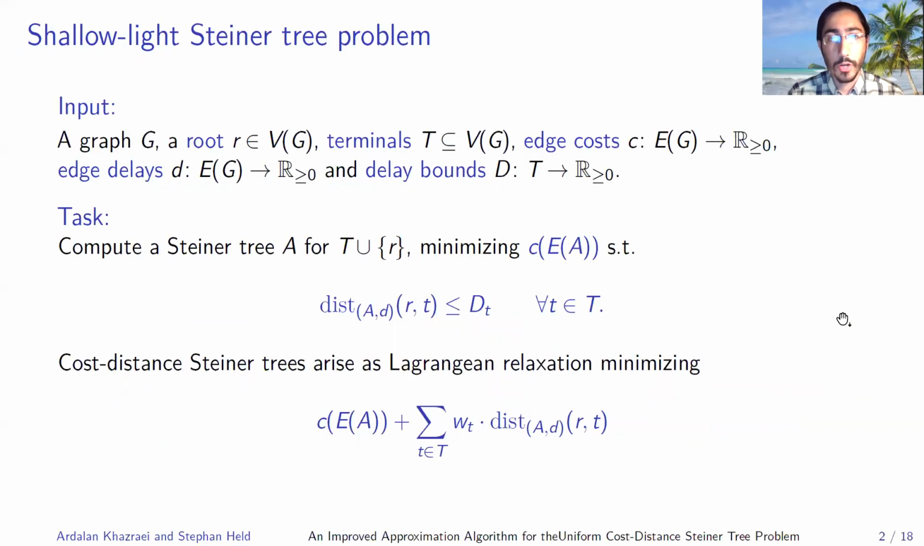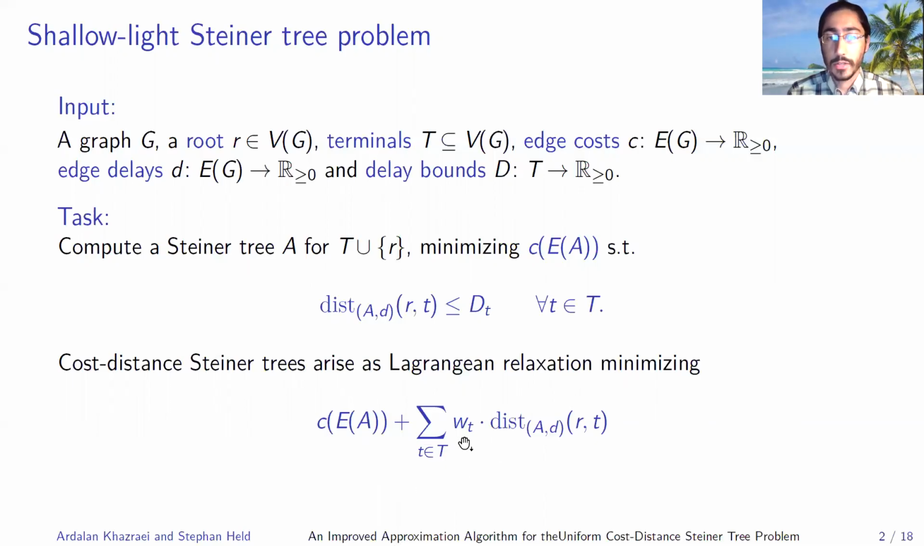Formally, the shallow light Steiner tree problem takes as input a graph, a root vertex, a set of terminals, edge costs, edge delays, and delay bounds for the terminals. And the task is to compute a minimum cost Steiner tree that respects the delay bounds on the terminals. And now the cost-distance Steiner tree problem arises as the Lagrangian relaxation of this problem, where now the constraints disappear and the path delays from the root to the terminals instead appear as additive terms in the objective function in addition to the regular cost of the Steiner tree.